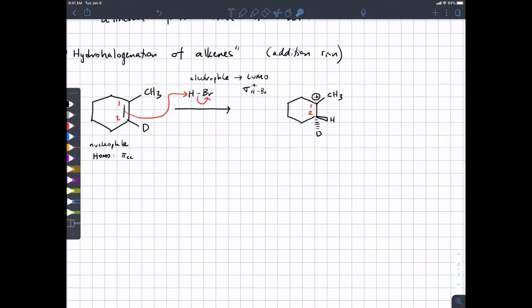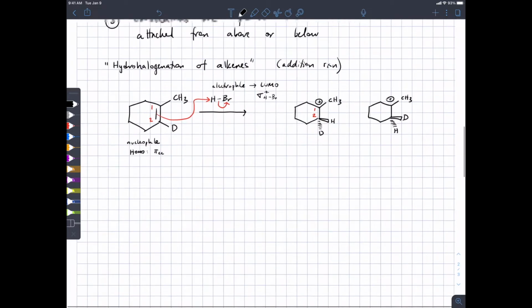Above here. What else? And below or just above? Pi bonds are the same on either side, so it's got to be both, right? So we're going to get two different stereoisomer intermediates, one in which hydrogen added from above and one in which hydrogen added from below. Those two intermediates happen to be enantiomers, and they will be equal in energy, right? Have to be. So this is your carbocation intermediate.